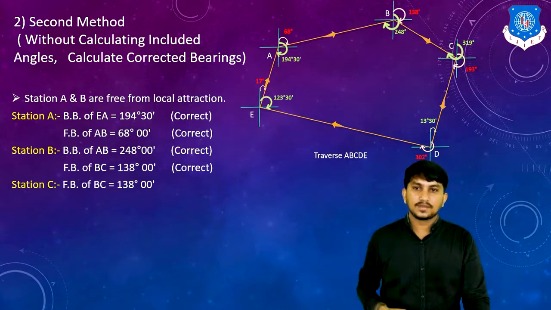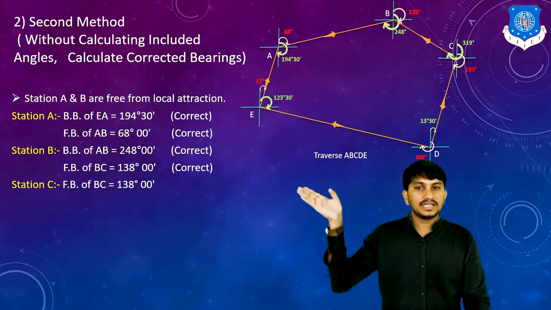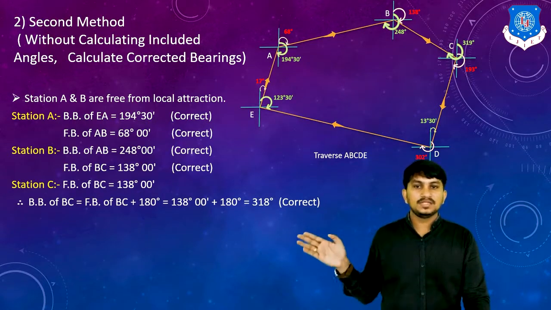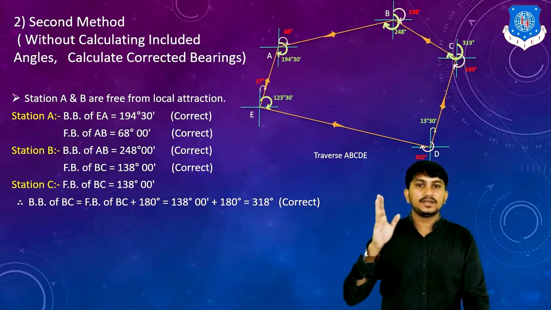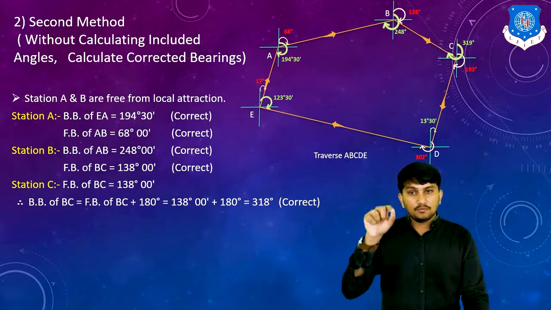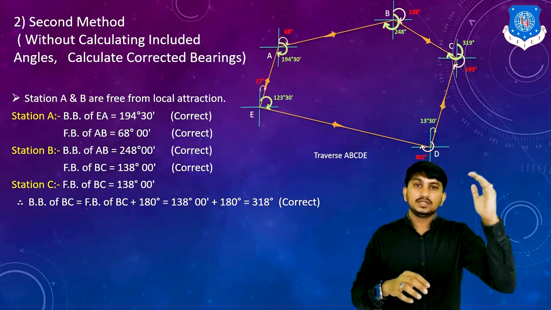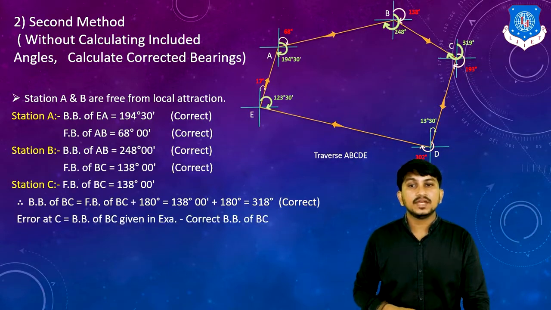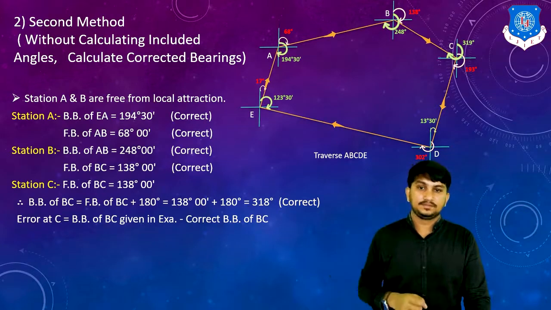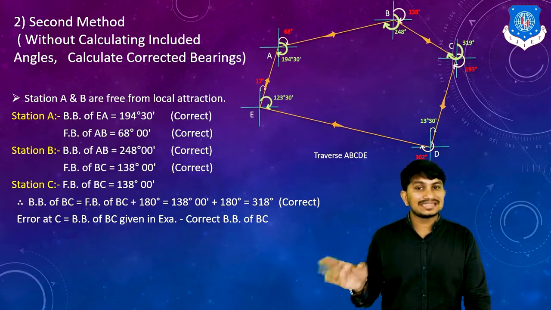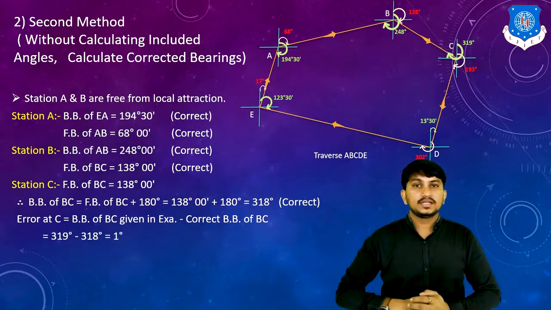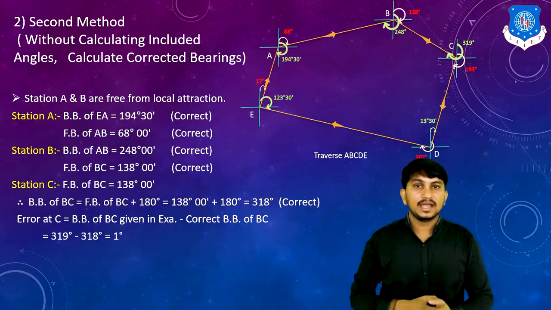Now for station C, we have to find out BB of BC using FB of BC. This is similar to the first method. BB of BC is equal to FB of BC plus 180 degree, 138 degree plus 180 degree, 318 degree. This is the correct value, and it is compared with the value given in the example. By comparing this, we can find out the error at station C. BB of BC in the given example is 319 degree, and we have found BB of BC is 318 degree. So there is a 1 degree error.